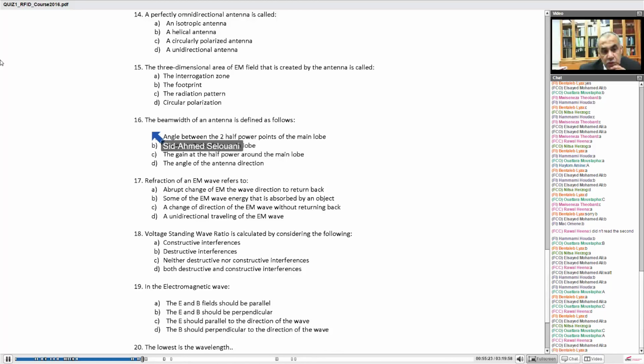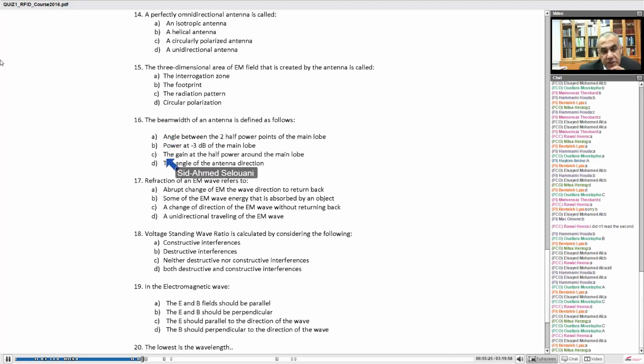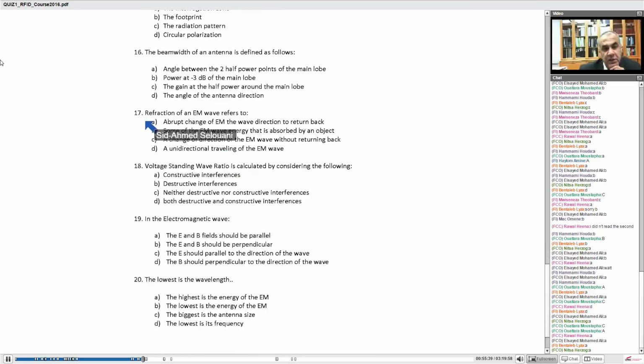The beam width of an antenna is defined as follows. Everybody answers A. It's correct. A, it's the angle between the two half power points of the main lobe. Okay, we explained this morning.